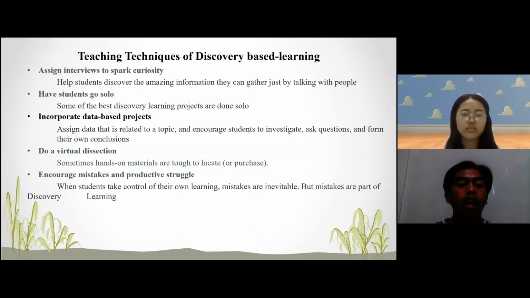And the next, I will explain about the teaching techniques of discovery-based learning. The first is assign interviews to spark curiosity. This technique helps students discover the amazing information they can gather just by talking with people. Assign an interview and have students write a summary of what they learned and what surprised them, and the advantage of learning information directly.